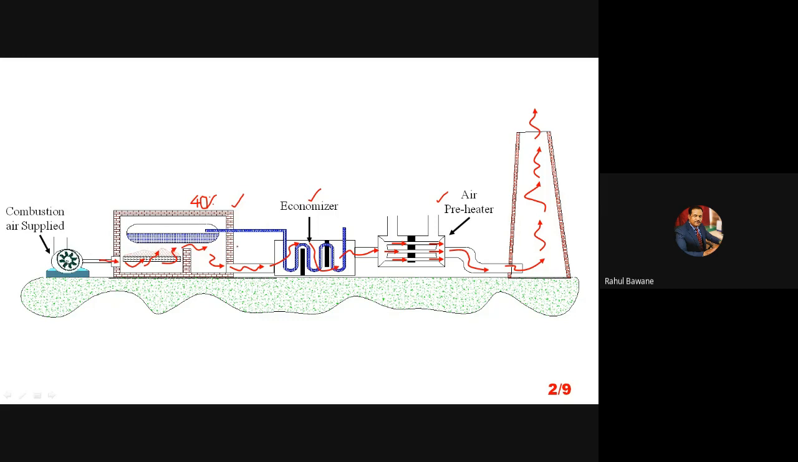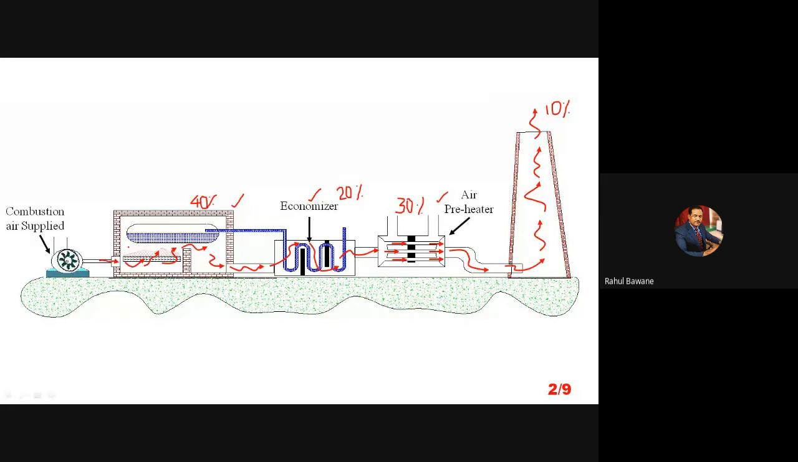Now, whatever the 60% heat in the exhaust gases after the boiler, suppose 20% is used by the economizer, suppose 30% is used by the air preheater, so only 10% heat actually enters the atmosphere. That means thermal emission gets reduced. So by using an economizer and air preheater, we recover waste heat.